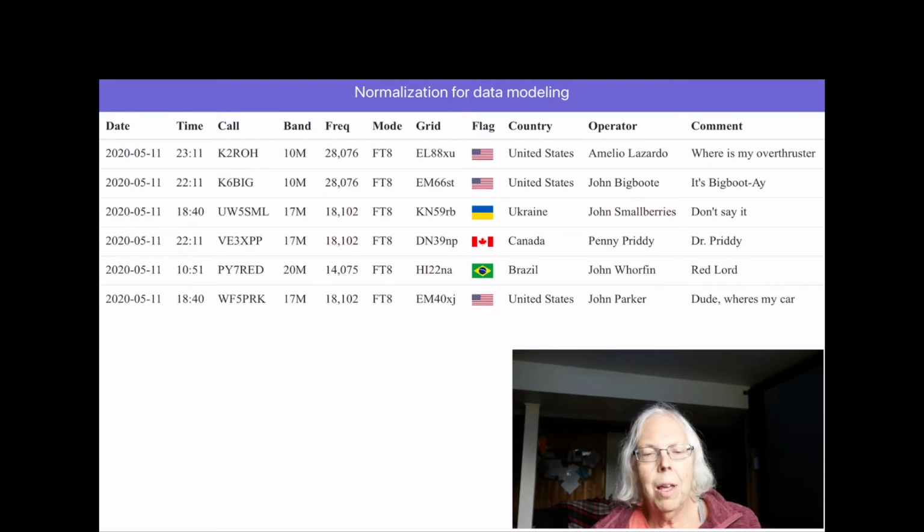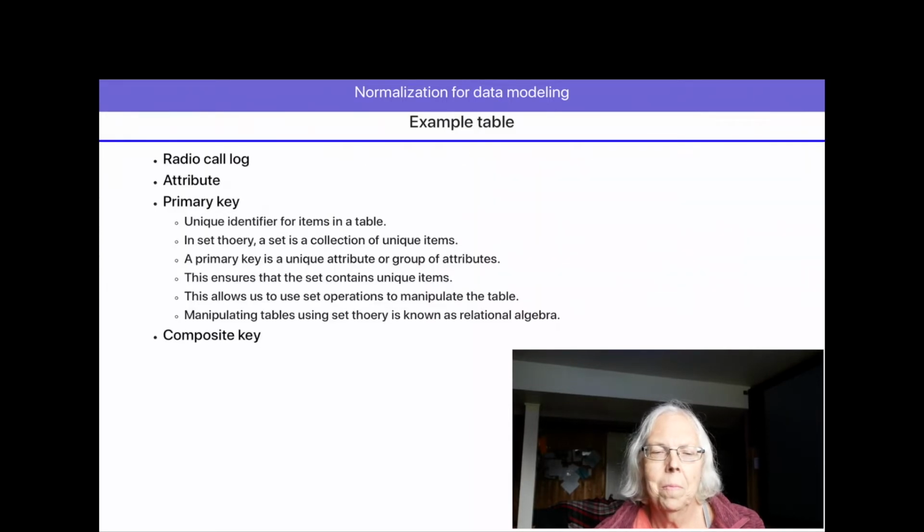So we can see here that we have several attributes. We have the date of the contact, we have the time of the contact. These are all attributes. So one of the attributes, one or more of the attributes, is used to uniquely identify each item.